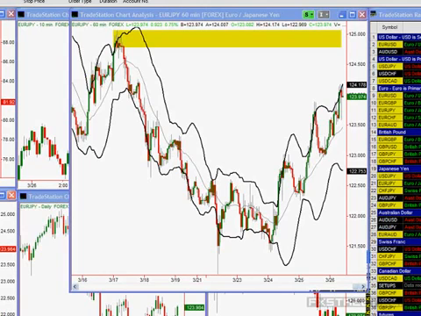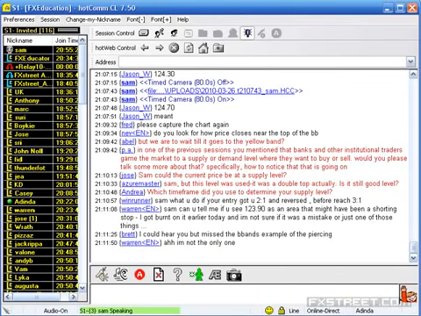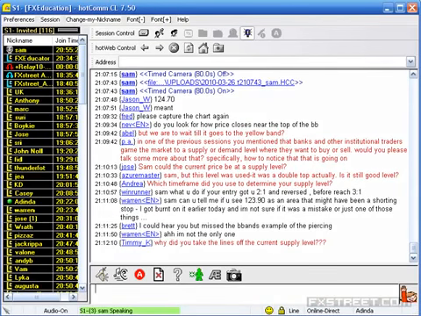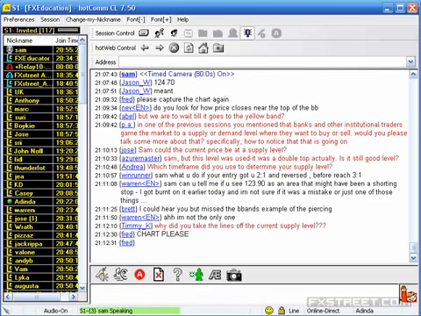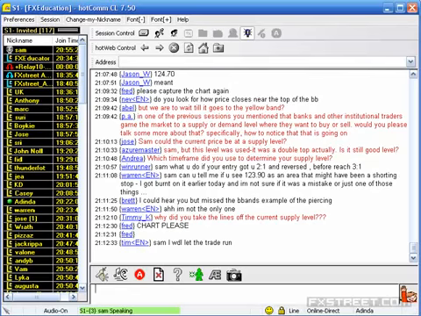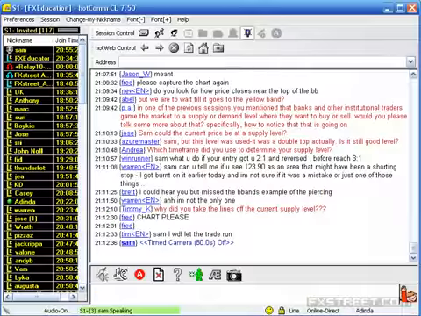Let's see, Windrunner, Sam. What do you do if your entry got you 2-to-1 in reverse before it reached 3-to-1? It depends what your rules are. Some people will move their stop to break even at 2-to-1 and then take some profits at 3-to-1. I myself would tend to not do that. I've done that before. It's okay. But I'll tend to either hit my target or get stopped out. I'm not that big on moving stops too much. All right, so let me keep going here, and then we'll get back. Yeah, so Brett, we're going to go through a lot more of that.